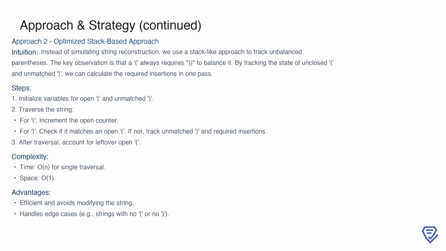Practically, this means we initialize 2 variables, one for open and another for unmatched. As we traverse the string, we increment the open counter for each ( and evaluate whether ) can close an open (. If not, we increment the unmatched counter and determine the necessary insertions.